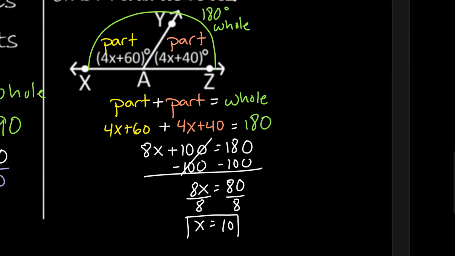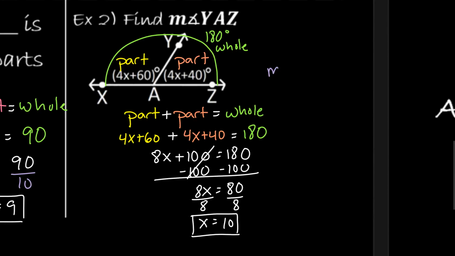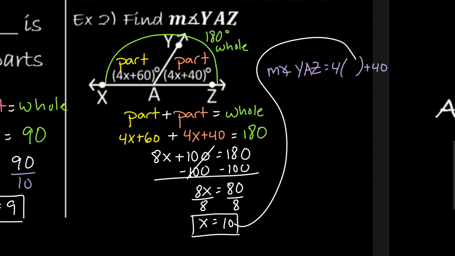Is that our answer? Why not? Right. It says find the measure of angle YAZ. Which, what is the polynomial on YAZ? 4x plus 40. And our x is, what do we solve x to be? 4 times 10 plus 40. 80 degrees. Any questions?